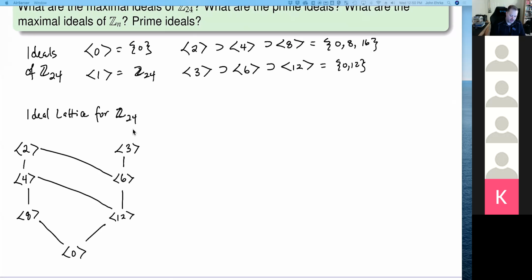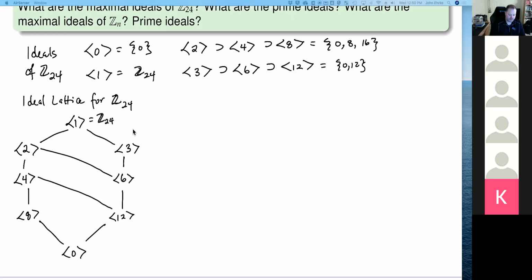Finally, at the very top of this lattice is the principal ideal generated by 1, which is all of Z24. And we have this sort of inclusion there. So this would be what we call the ideal lattice for Z24. It's a way of showing the structure and what the subset inclusions are. From this ideal lattice, you can immediately make a couple of observations.